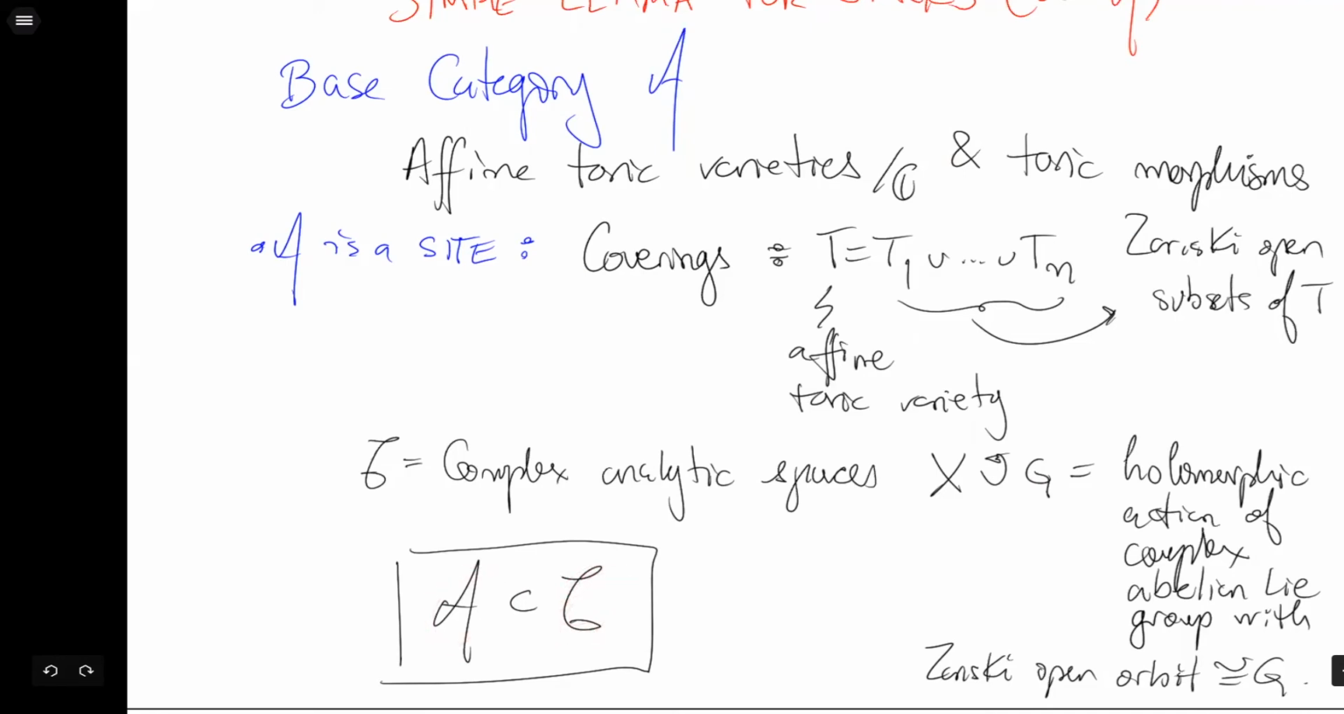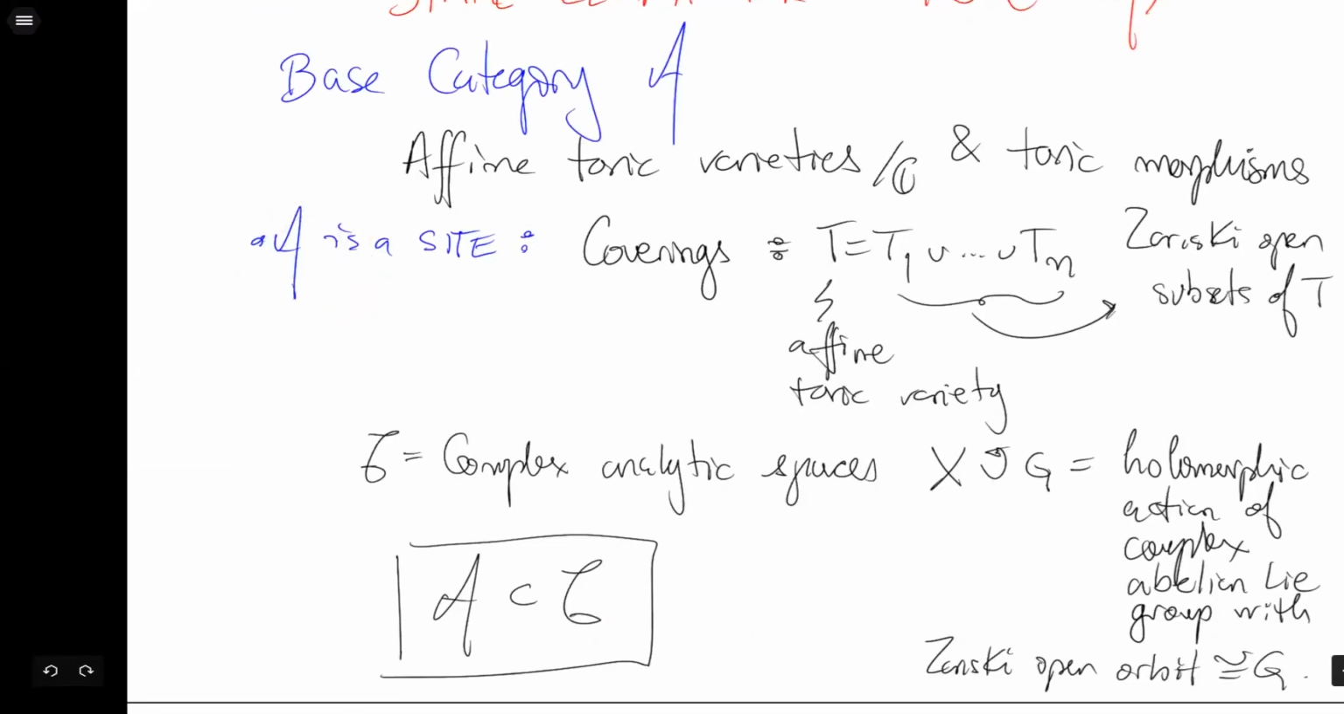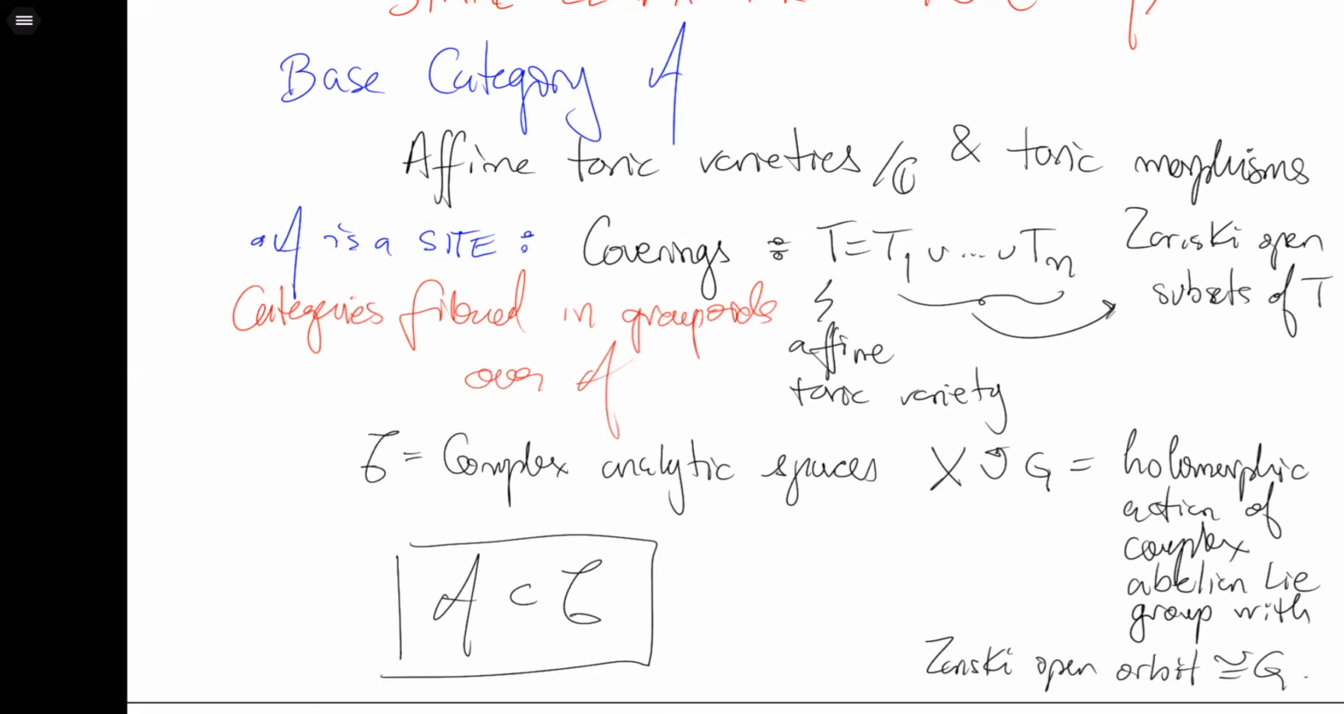So we take these two categories. Again, quantum toric stacks will be stacks over A. So what do I mean by a stack over the site? Well, in particular, I mean that there will be categories fibered in groupoids. So we're interested in categories fibered in groupoids over A.